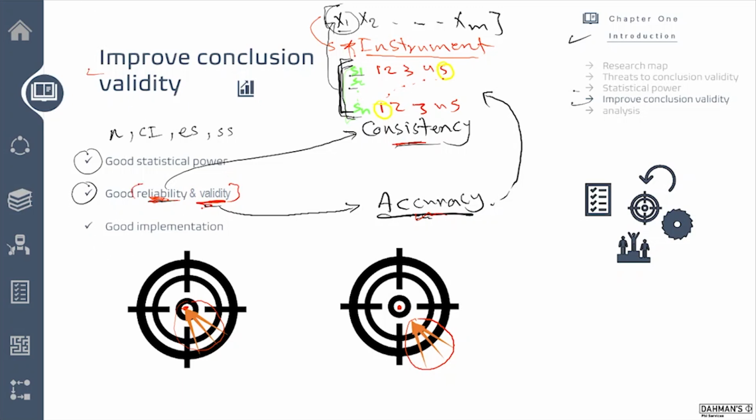Last but not least, of course, is good implementation for your research. Now, as you have come to understand the kind of threat to your conclusion validity, and what can be done through the use of statistical power and considering reliability, validity, and good implementation, it is time to start exploration of the main pillar of analysis. And that's exactly what we're going to do next. I will see you then.